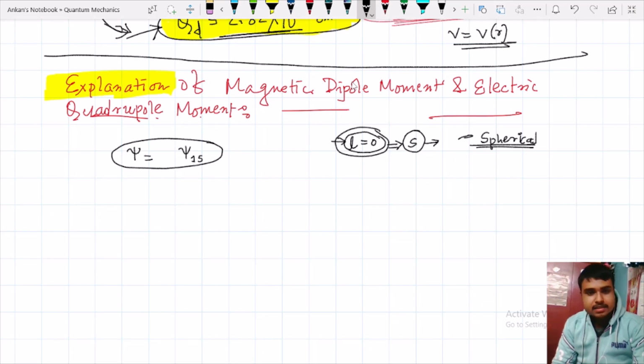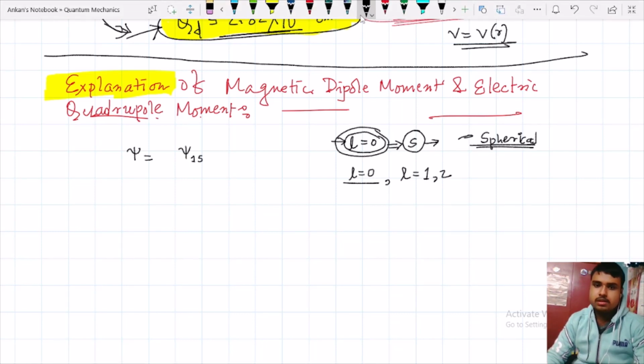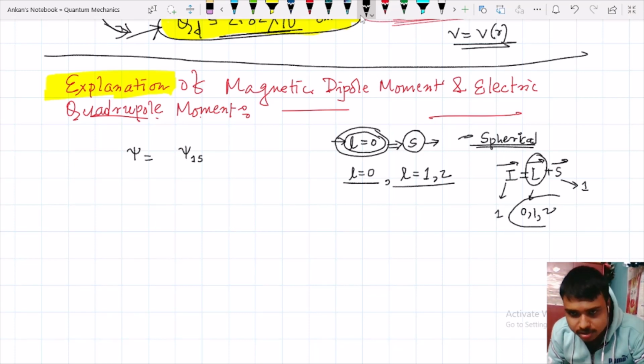So we can take this as a combination of two different orbital angular momentum quantum numbers, L equal to 0 and either L equal to 1 or 2, because we know that the total angular momentum is 1, and it is nothing but the sum over L and S. So L should have the values 0, 1, 2, because it is 1 and S is also 1.